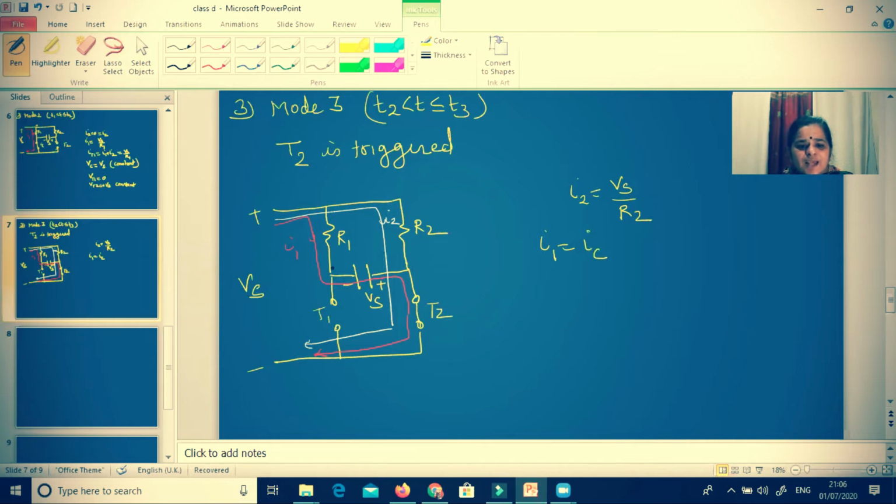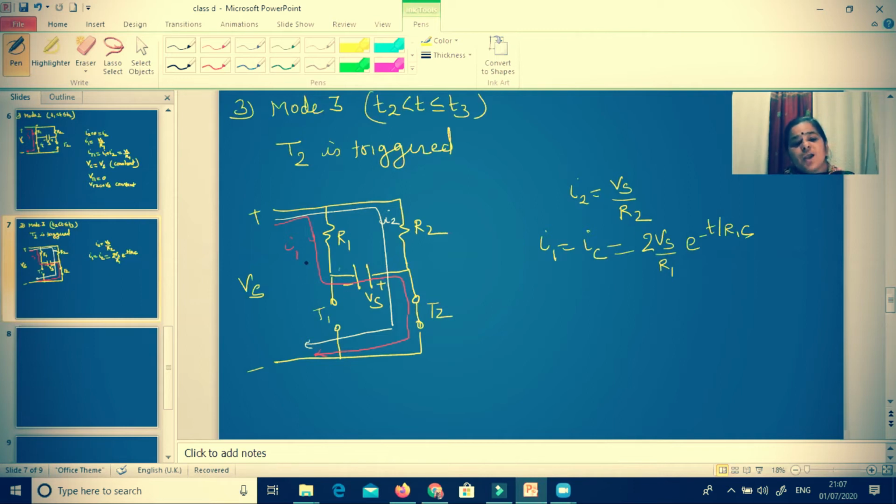As this I1 is passing through the RC circuit, whenever the DC source is connected to an RC circuit, I already told you that the current expression will be given by Vs by R1 e to the power minus t by R1C. Here it will not be Vs by R1, it will be 2 Vs by R1, because the capacitor is already charged by the voltage of Vs under this condition.